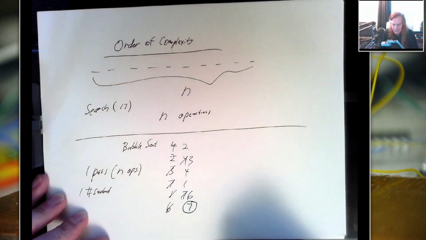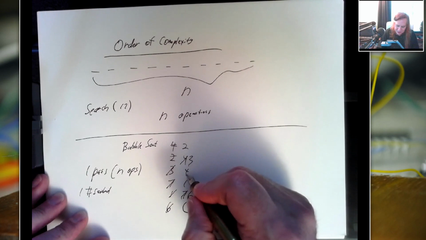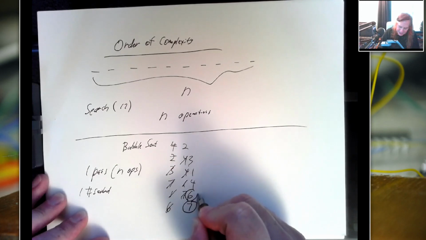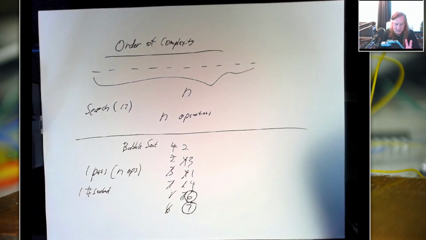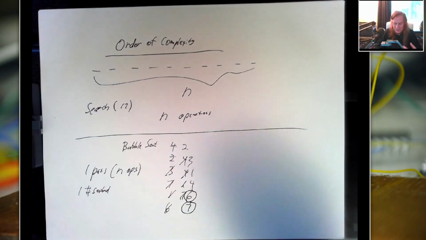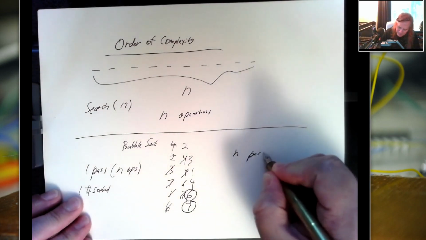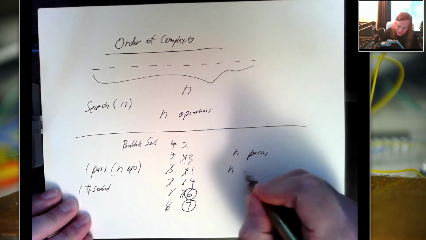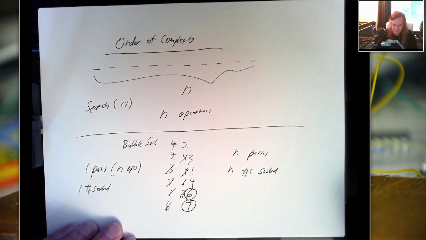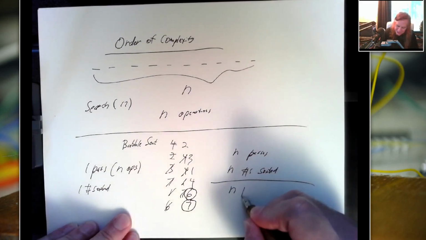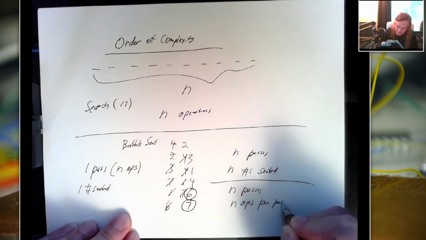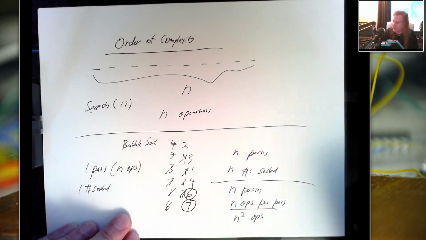If I were to do another pass, I would keep the 2 and the 3 and the 4, the 4 and the 1 I would swap, and the 4 and the 6 would stay the same. And now I know that this is also in its correct position. So 2 passes, I get 2 numbers sorted. So if I do a total of n passes, in other words, repeat this n times, I have n numbers sorted. My whole list is sorted. So to do a bubble sort takes n passes, and it takes n operations per pass. That's n squared operations.